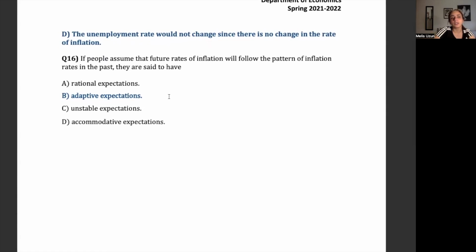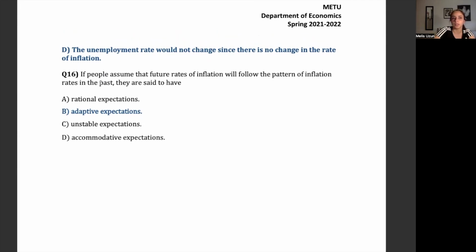And the last question is, if people assume that future rates of inflation will follow the pattern of inflation rates in the past, they are said to have adaptive expectations, because they think of the experiences they have had in the past. So when they have these kinds of expectations, they are called adaptive expectations. These are all the questions.